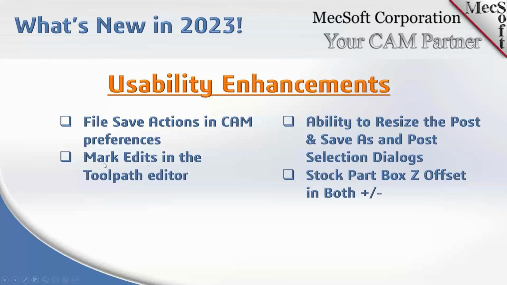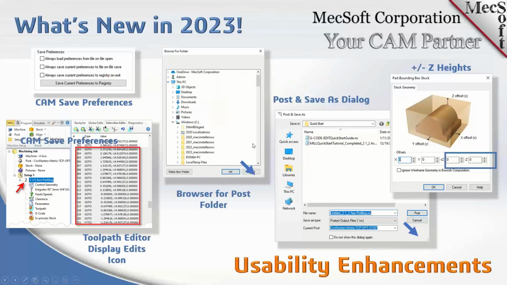Then we have some usability enhancements in the toolpath editor. If you make edits in your toolpath, for those of you on the Pro configuration and above, now those edits will be marked in the editor for you. And then we added, this one I really like, the ability to resize the post and save as dialog. And also we added the ability to offset in the stock part box offset to give it a plus or minus Z offset.